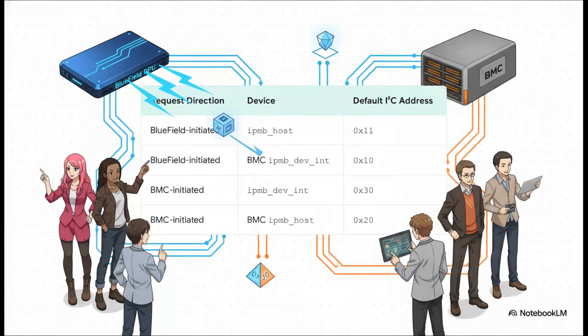If you take a look at this table, you can see how the default setup works. You've got 4 different I2C addresses, and which one gets used depends on who's talking and who's listening. You've got addresses for when the BlueField starts the conversation and different ones for when the BMC does. The main takeaway here? Every single one of these addresses must be unique.